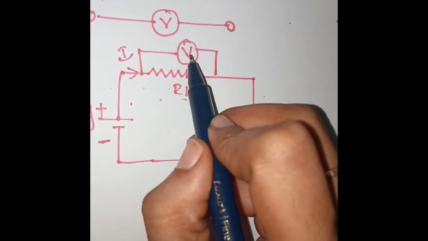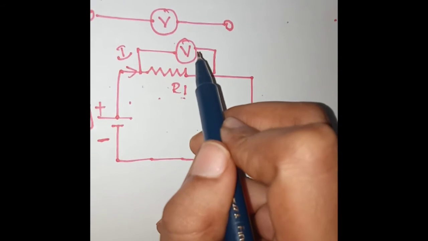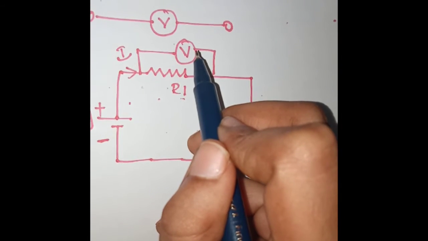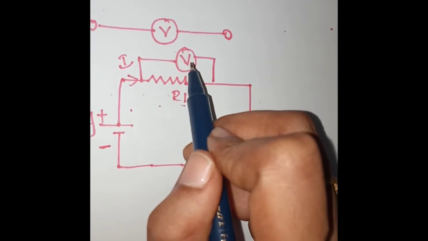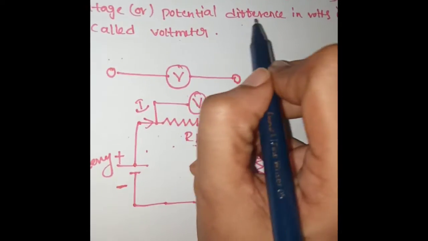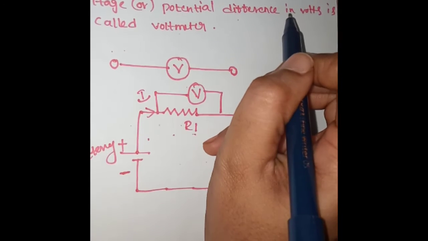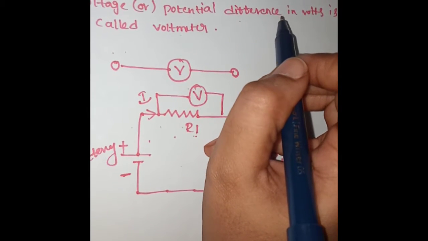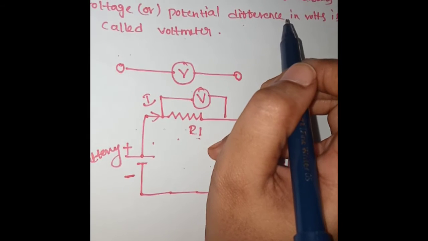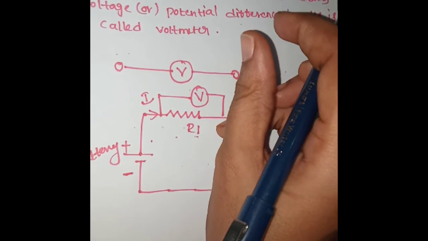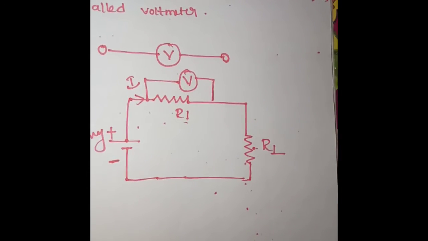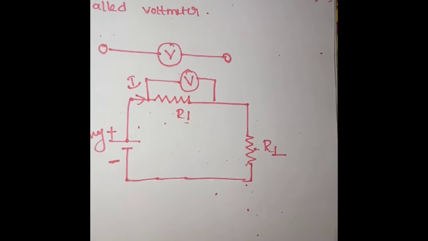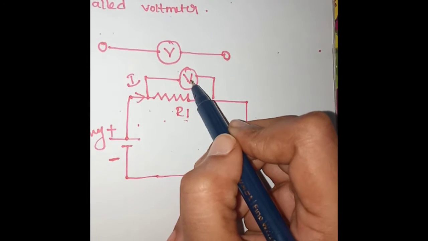Why does the voltmeter have a high internal resistance? The voltmeter is constructed with a high internal resistance because it measures the potential difference, which I already know is between two points of the circuit. So if the voltmeter has a low resistance, current passes through it. That's why the voltmeter gives an incorrect result. So the internal resistance is very high in a voltmeter.